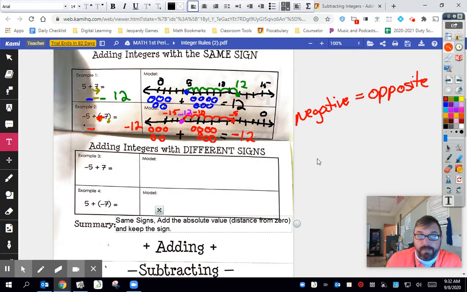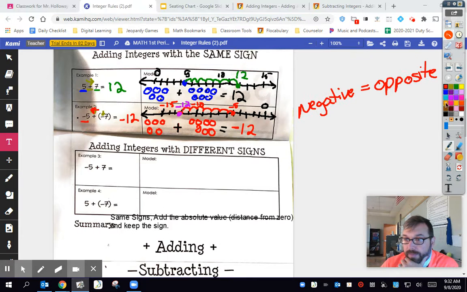All right. Now, what's going to happen if we do something with different signs? Let's take a look. Let's see what happens. So here in the first one, we're going to change it up. We're not going to do the number line first. We're going to do the model with the counters first. I have -5, so I have 5 negative counters. And I'm going to add that to 7 positive counters.